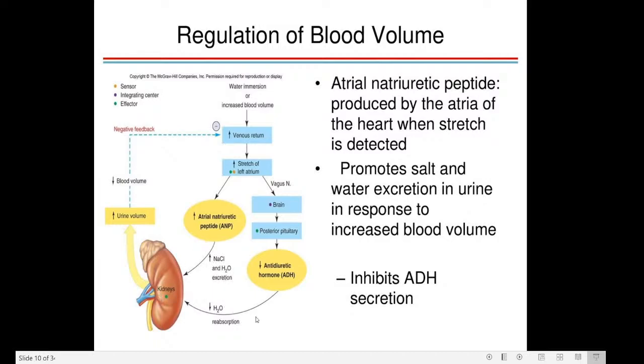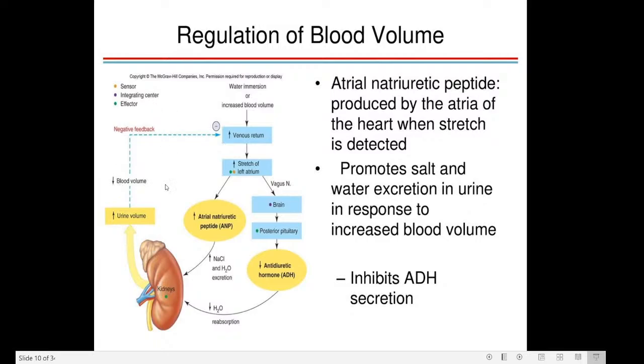So water reabsorption is the function of antidiuretic hormone, and the excretion of Na+ and H2O happens with the atrial natriuretic peptide, the ANP. This function is very important. Both functions happen, and due to them an excretion process starts. So urine volume becomes high, water excretion is high, and the blood volume becomes low.